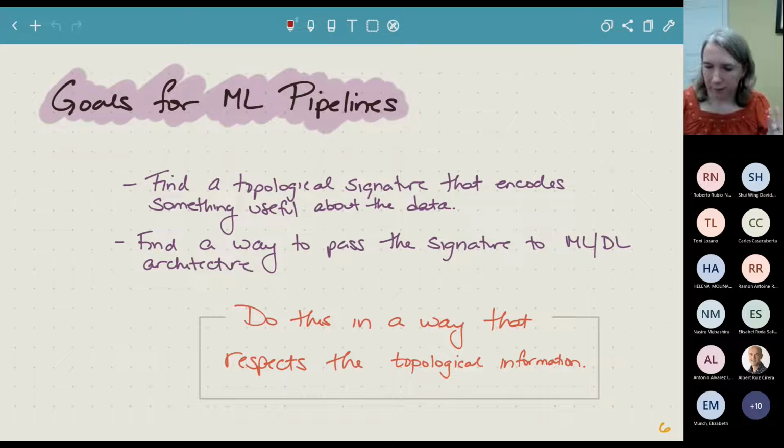All right. In general, the whole idea here is that I want to come up with some sort of topological signature, and I want to encode something useful about the data. And I also want to find a way to pass this signature to your machine learning or deep learning pipeline in a way that respects the topological information. You can just hand things to machine learning while ignoring a lot of the structure, but then you're losing a lot of the work you did in the first place. So that's going to be our general goal.